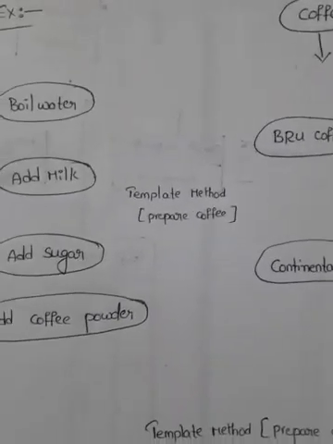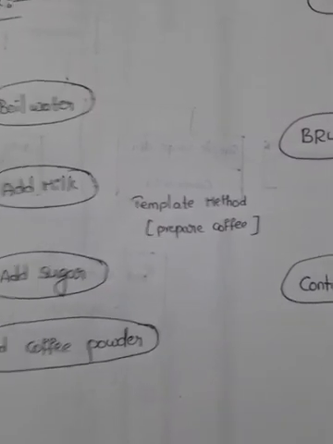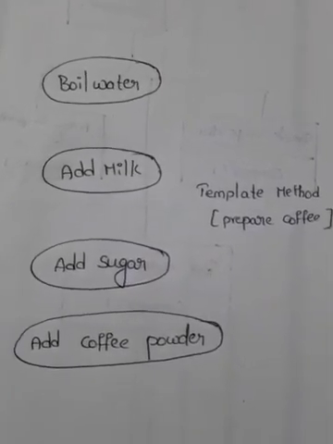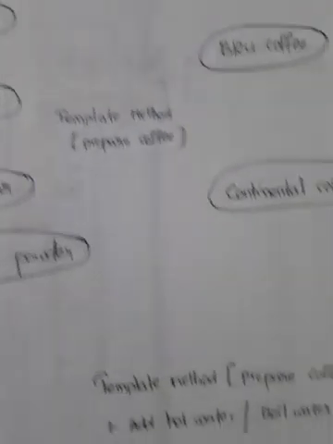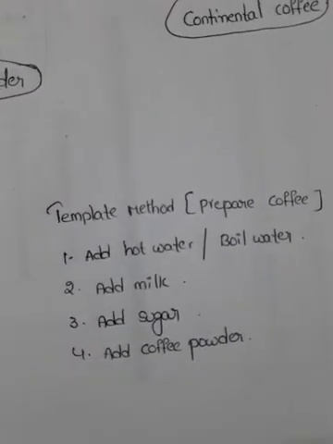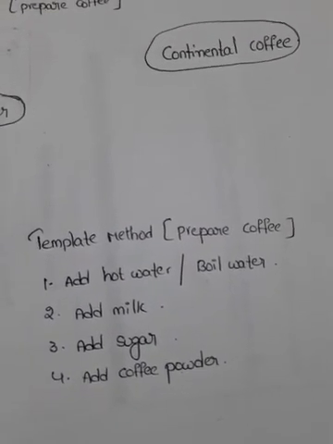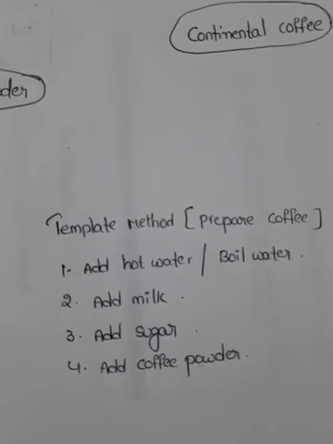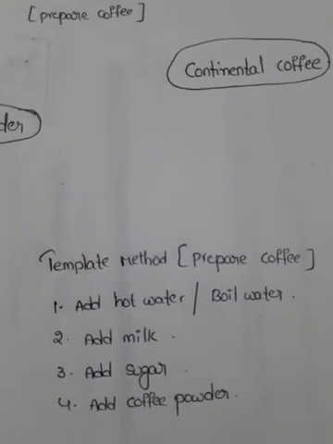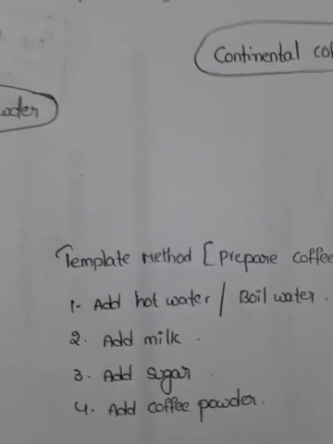So what I can do is create a template method called prepare coffee. I can define what procedure to follow to prepare a coffee. That means the steps created under the template method are: add hot water or boil water, then add milk into that boiled water, then add sugar, and finally add coffee powder as per the request of the user, either a brew coffee or a continental coffee. By using this template, we can prepare any kind of coffee.